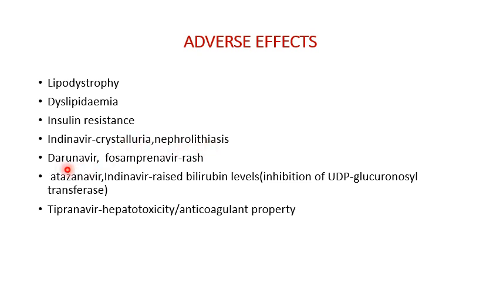Similarly, darunavir and amprenavir or fosamprenavir are drugs which contain a sulfa group, and hence cause rash. Atazanavir and indinavir can increase the bilirubin levels because they inhibit the UDP glucuronosyltransferase enzyme. This increases the unconjugated bilirubin level. It is reversible, but it is a side effect seen with these two drugs. Similarly, tipranavir causes hepatotoxicity, and it also has some anticoagulant property. These are the adverse effects seen with protease inhibitors.